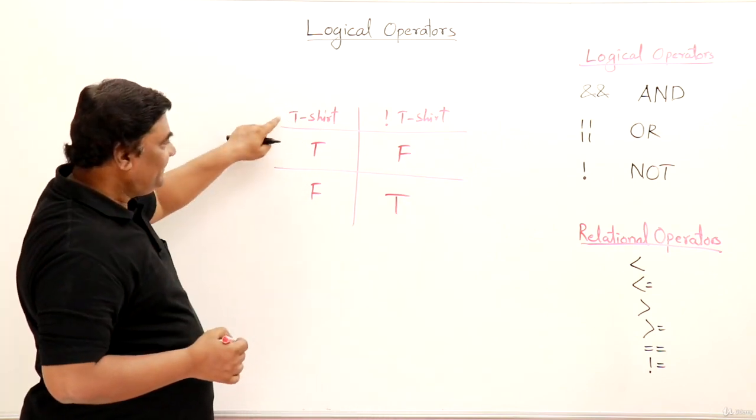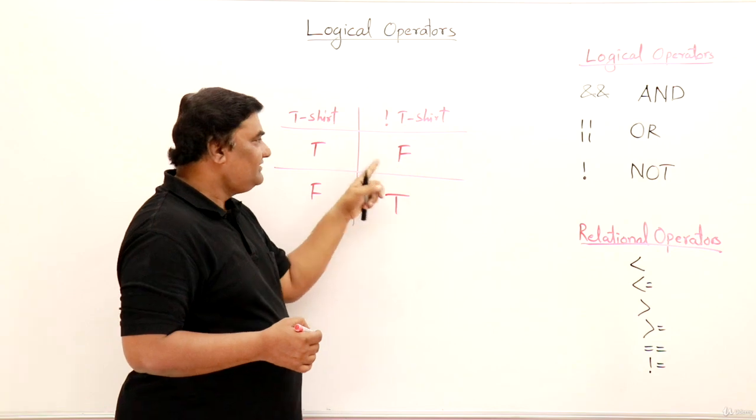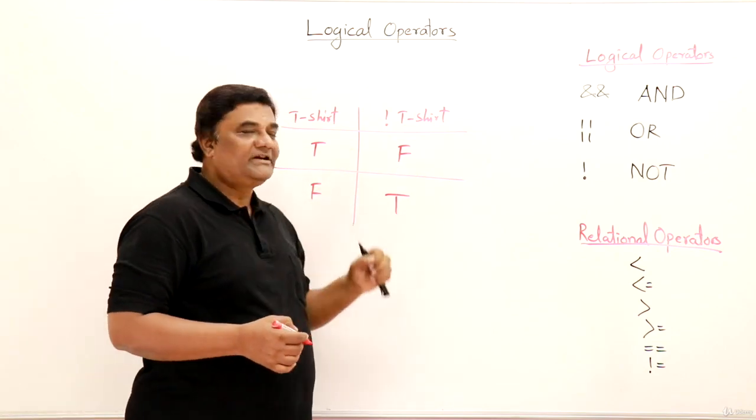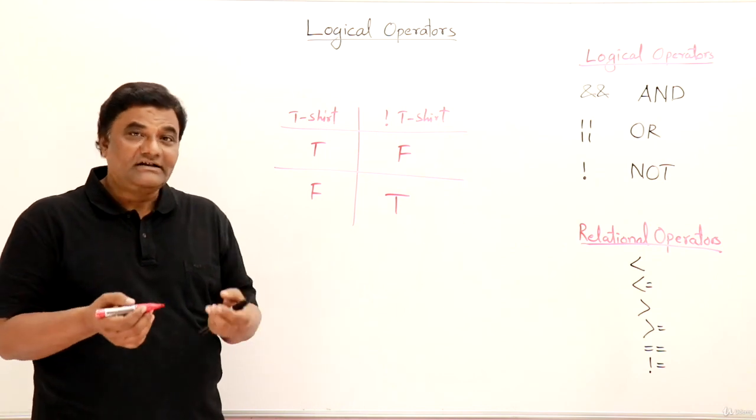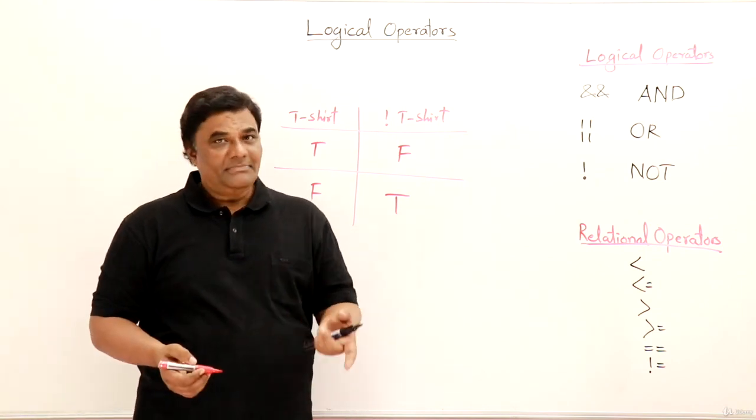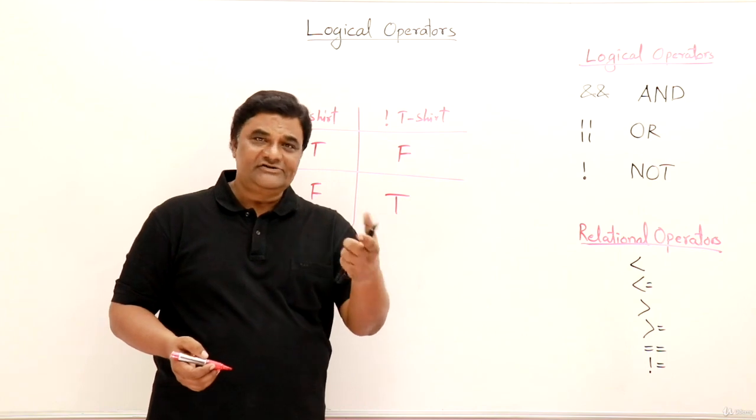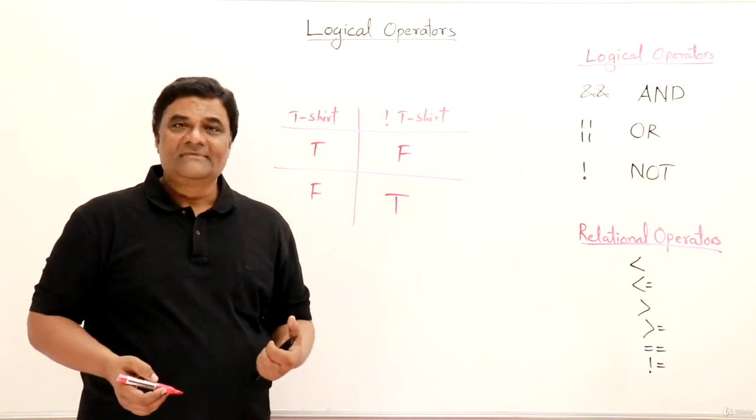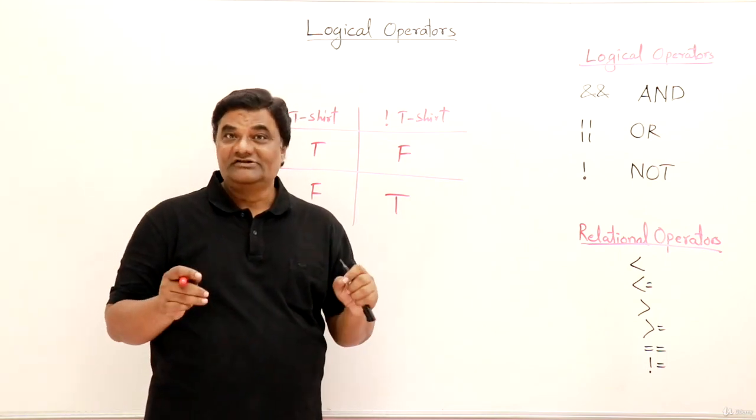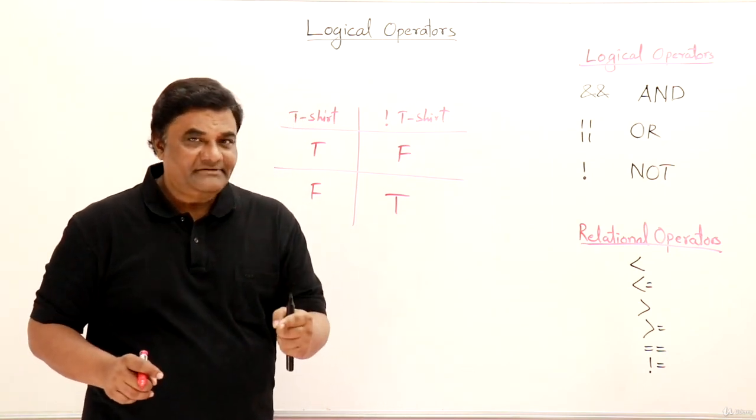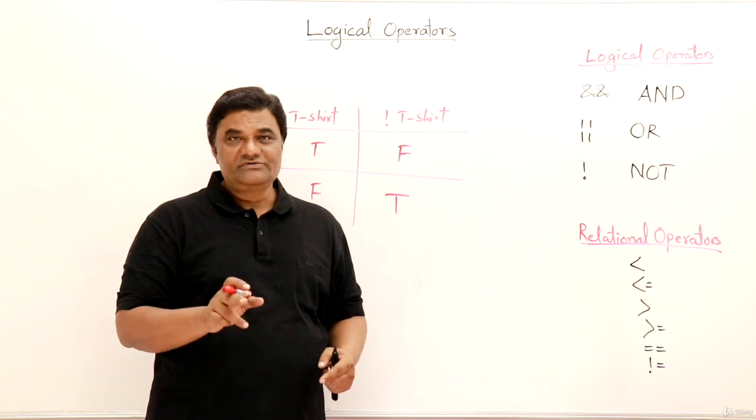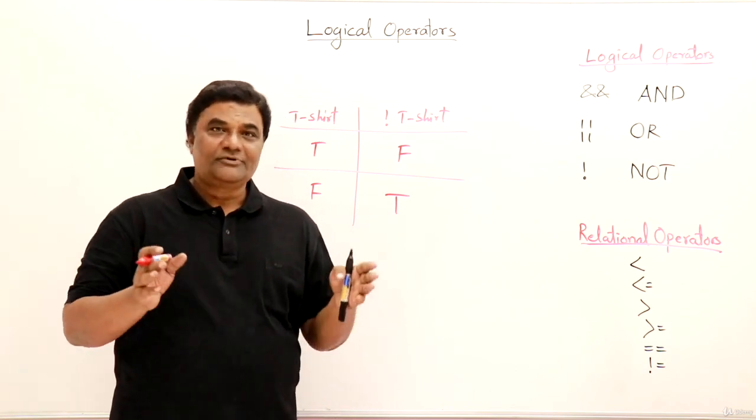So if your statement is true, then negation will become false, and if it is false, then the negation will become true. This is very useful. It looks simple, and right now it may look useless, but it is very useful. Where it is useful, I'll show you in some other topic. So that's all about these logical operators. These are used for writing compound conditional statements. We will see how to use them in the next video, where I will write a program and show you.